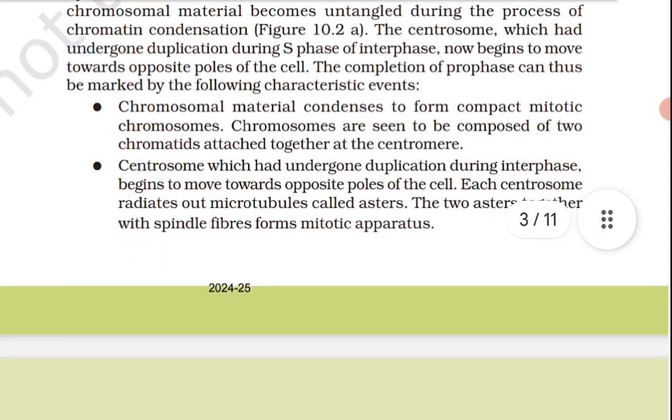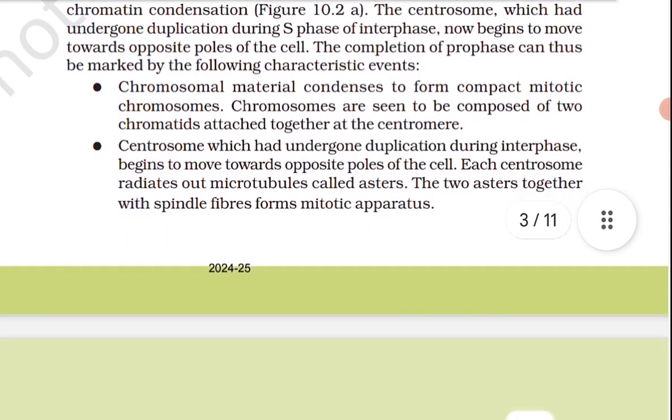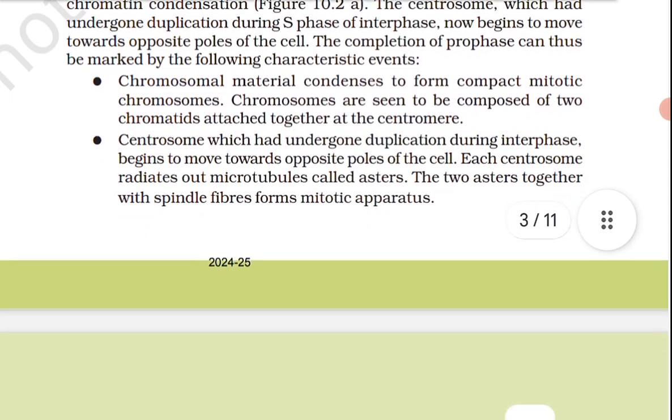Centrosome, which had undergone duplication during interphase, began to move towards opposite poles of the cell. Each centrosome radiates out microtubules called asters. The two asters together with spindle fibers form the mitotic apparatus.